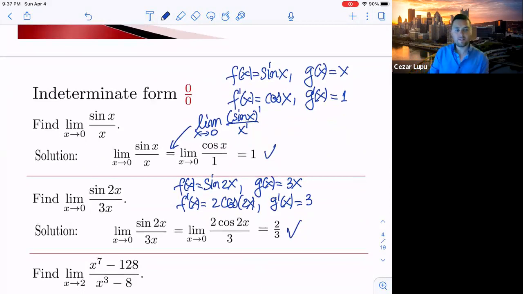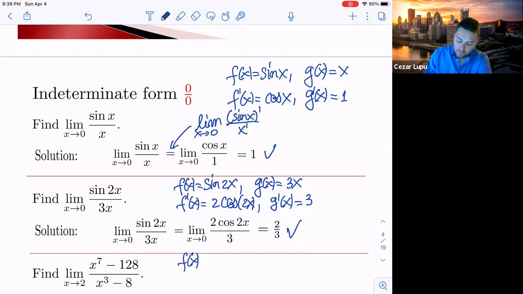What if we have the limit as x approaches 2 of x to the power 7 minus 128 over x cubed minus 8? First, we need to plug in x equals 2. We have 2 to the power 7, which is 128, so we get 128 minus 128, which is 0, over 2 cubed minus 8, which is again 0. So it's an indeterminate form, again 0 over 0.